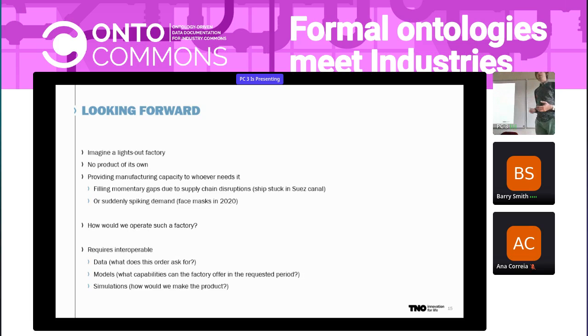In my mind, the solution to this boils down to interoperability, right? We can make digital twins of these machines and these products, and all of that. But what we need is a way for them to understand each other. The factory needs to understand the orders coming in and how to manufacture these. It needs to model when it could manufacture this, if at all, and simulate how it would do that given the machines available. So a lot of complicated challenges to tackle.